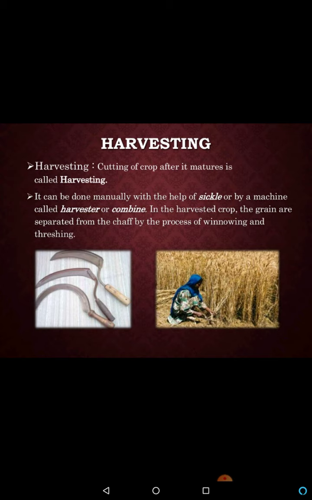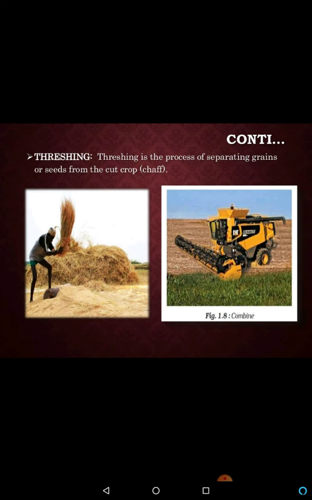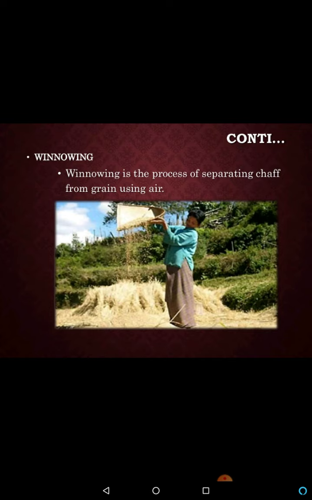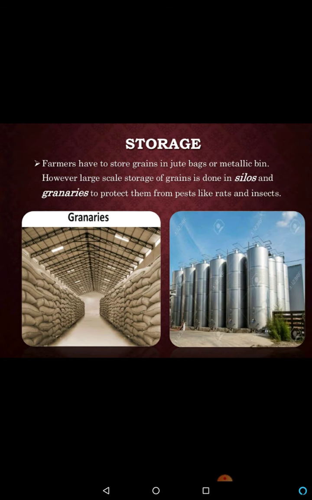So harvesting, cutting of crop after it matures is called harvesting. It can be done manually with the help of a sickle or by a machine called harvester or combine. In the harvested crop, the grains are separated from the chaff by the process of winnowing and threshing. Next is threshing. Threshing is the process of separating grains or seeds from the cut crop or chaff. Winnowing. Winnowing is the process of separating chaff from grain using air.